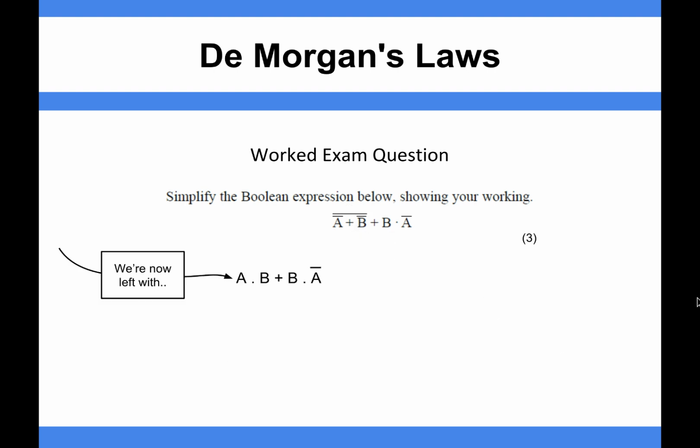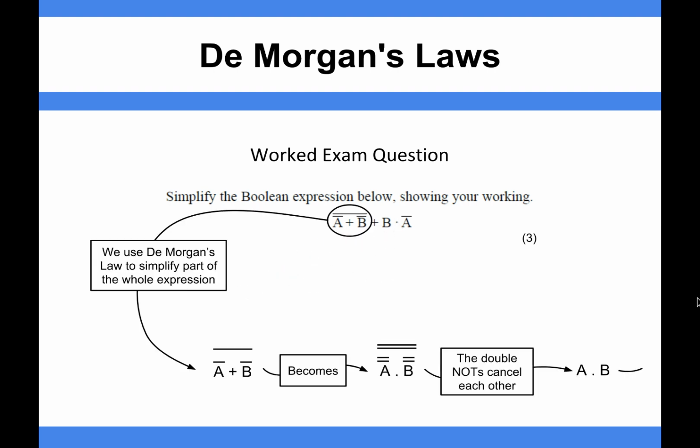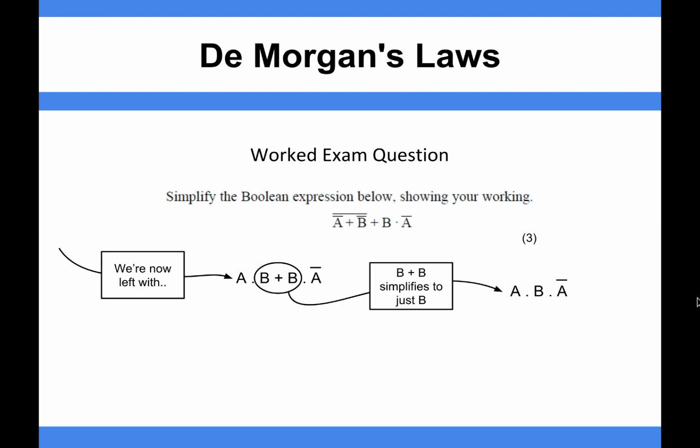Okay. Then if we look at our question again, we've now got a slightly simplified version of our question. So now we can continue to simplify it. We know B or B can be simplified to just B. That's one of the simplification rules we went through. So now we've got A and B and not A.